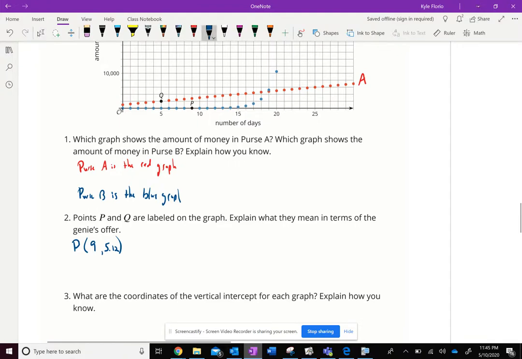Explain what that means. Well, P of 9 equals 5.12. This means after 9 days in purse B, there was $5.12.